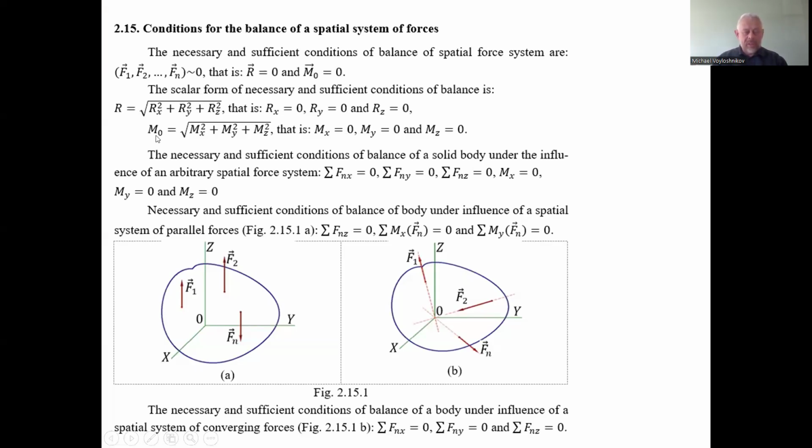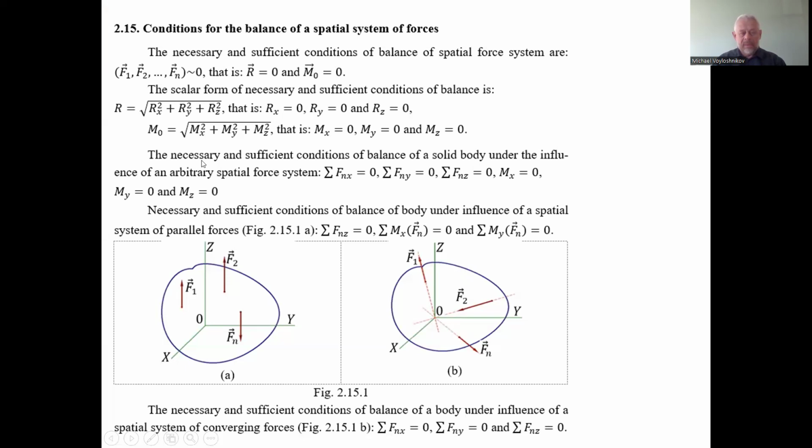That is the magnitude of the resultant moment in the scalar form of the equilibrium equation of the body under the special system of forces. The magnitude of the resulting moment is the square root of three summands: mx squared, my squared, and mz squared. That is, each of the projections mx, my, and mz has to be equal to 0.